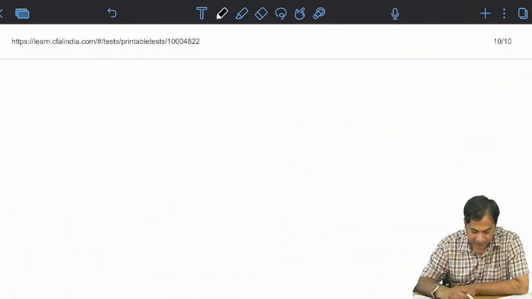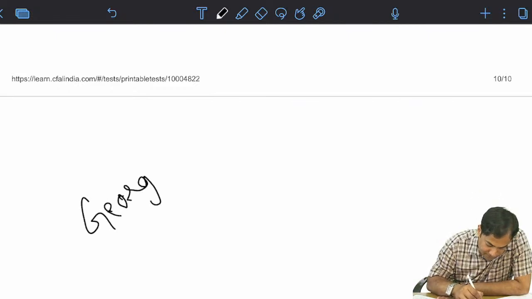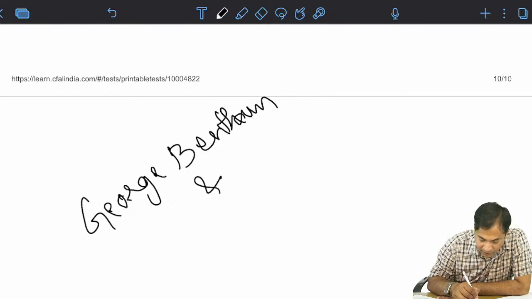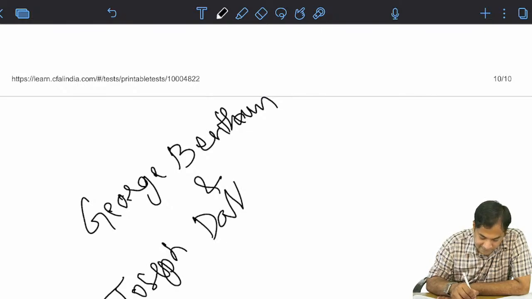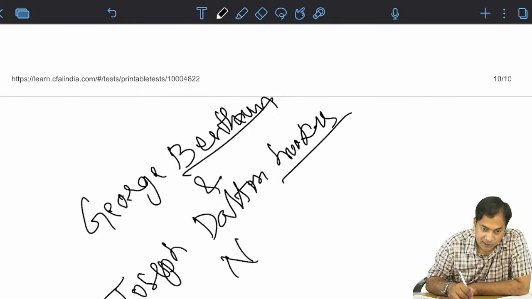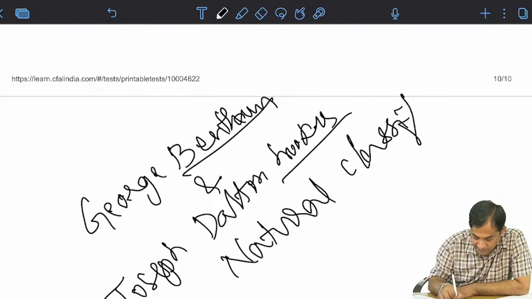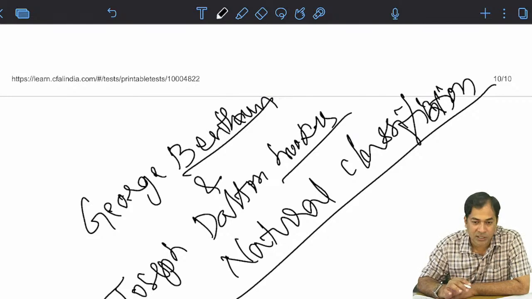They have given the natural system of classification. George Bentham and Joseph Dalton Hooker, the very famous Bentham and Hooker's classification, is called natural classification. But George Bentham and Joseph Dalton Hooker did not mention phylogeny.